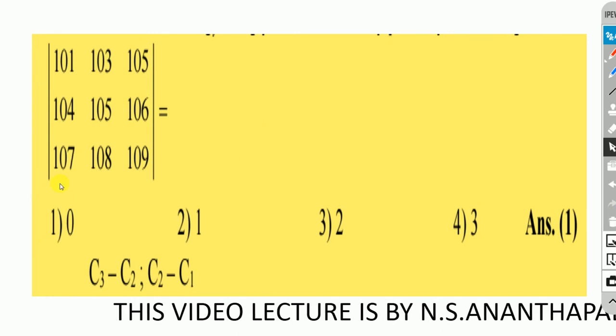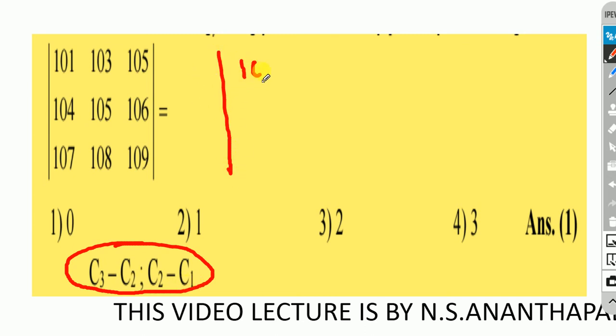Now let us evaluate this determinant: 101, 103, 105, 104, 105, 106, 107, 108 and 109. So a hint is given here: C3 minus C2 and C2 minus C1. That is, column 3 is replaced by column 3 minus column 2, and column 2 is replaced by column 2 minus column 1. That means I need not change column 1. I have to keep this as it is: 101, 104 and 107 here.